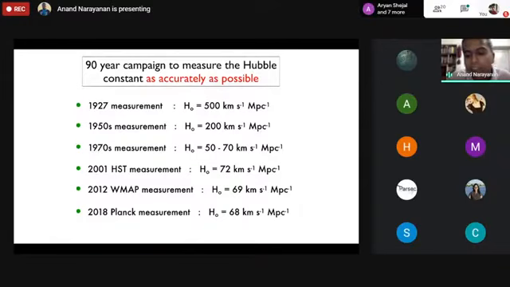More recent measurements give us the accurate value of the rate of expansion of the universe. So the current value of the Hubble constant has stabilized somewhere around 70 kilometers per second per megaparsec. So this is the value.